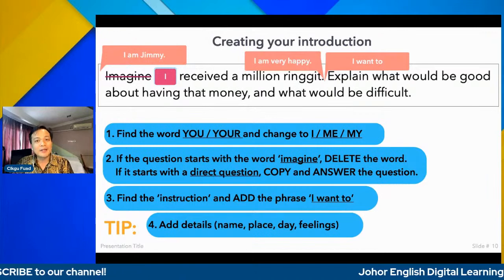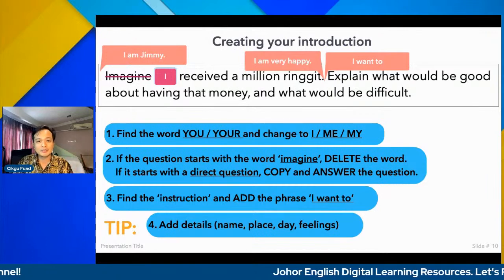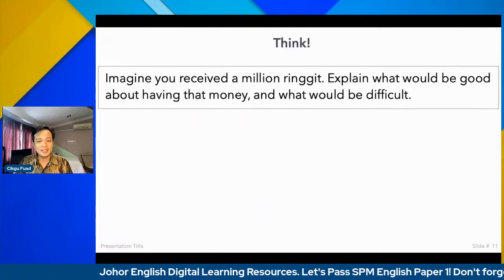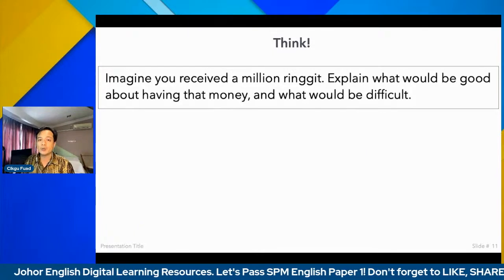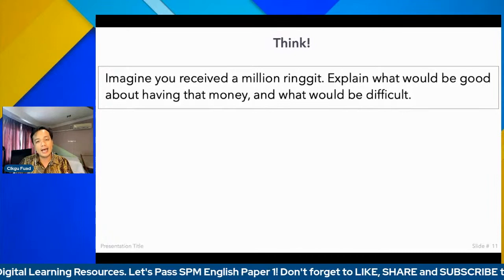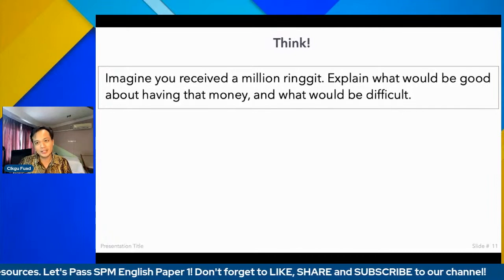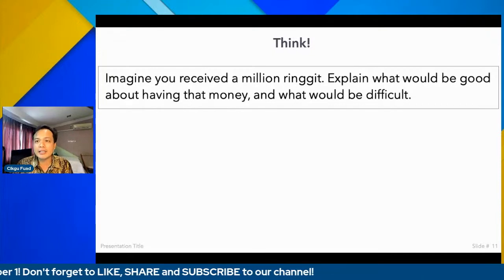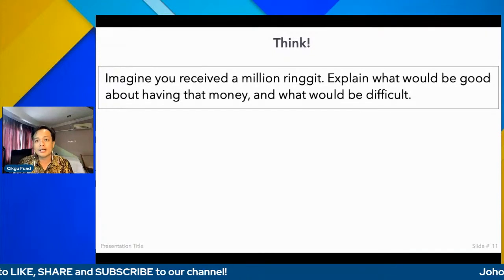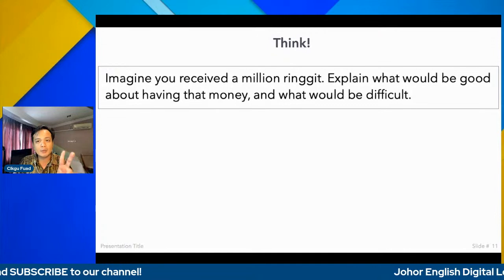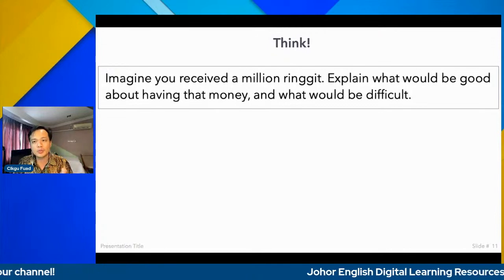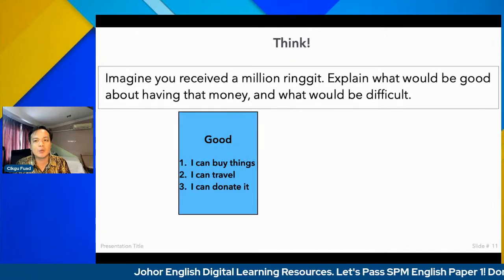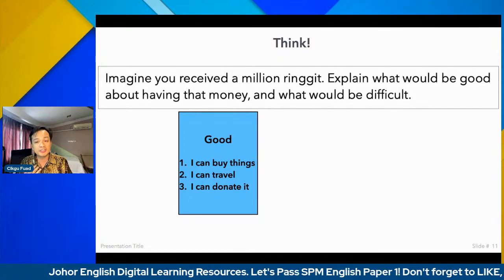Now let us move on to try to think. This is the time where you need to think because, of course, when answering a question, you need to think how to answer the question. Again, we have already decided on the three parts. So now we need to look at part number 2 and part number 3. What would be good and what would be difficult? Let us look at what would be good first.